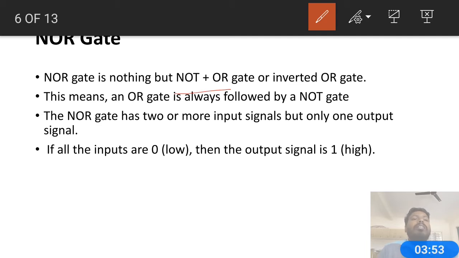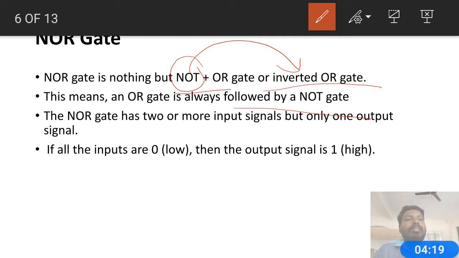Or we can call it an inverted OR gate. You can see the NOT is also called an inverted. Understand? Right. We can also define it like this: an OR gate is always followed by a NOT gate.